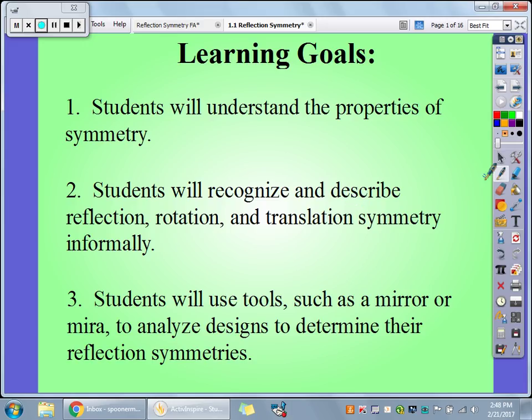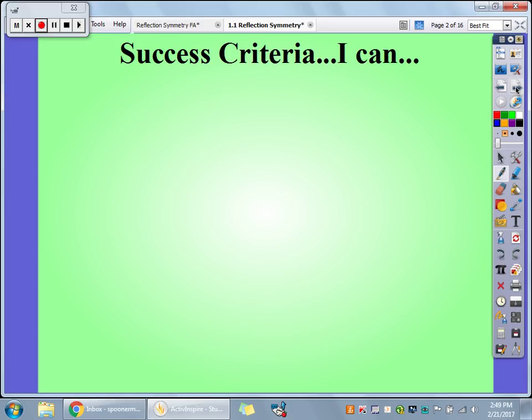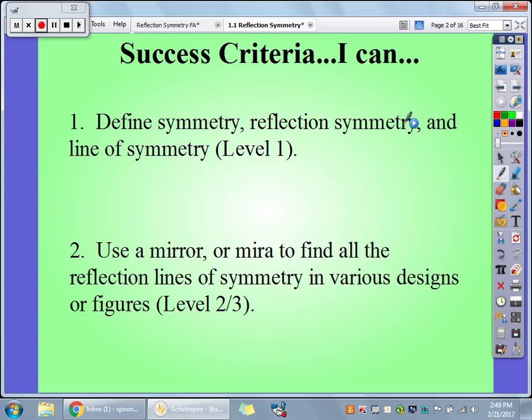is reflection symmetry. So students will understand the properties of symmetry, recognize and describe reflection, rotation, and translation symmetry, and then use tools such as a mirror to analyze designs to determine the reflection symmetries. Success criteria after this section, what we hope you can do is define symmetry, reflection symmetry, and line of symmetry, and then use a mirror to find all the reflection lines of symmetry.